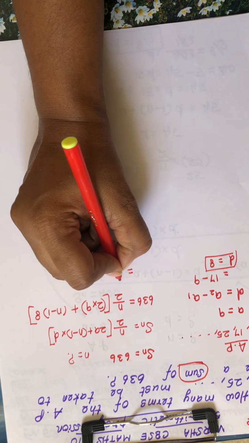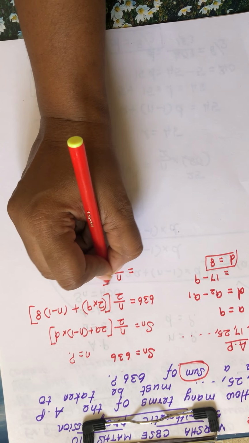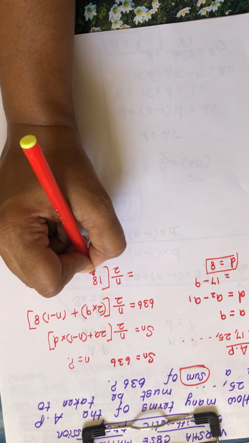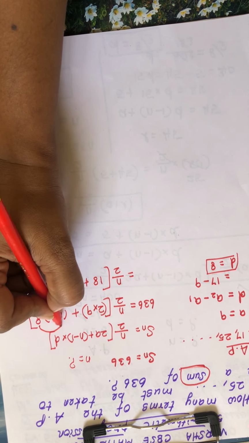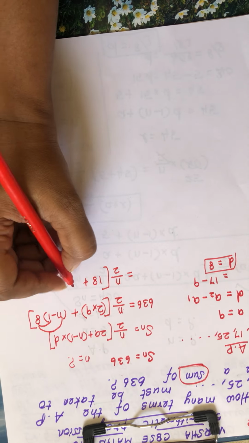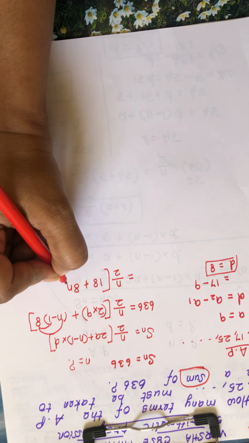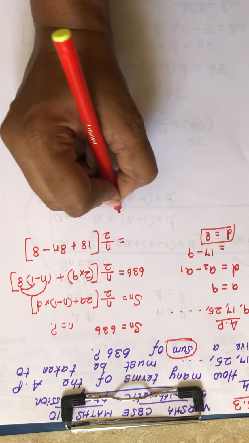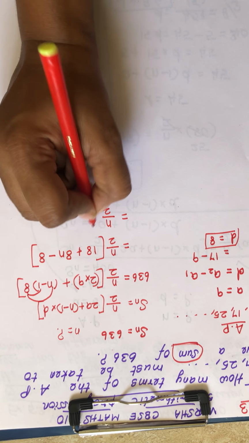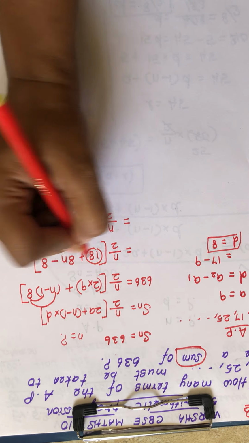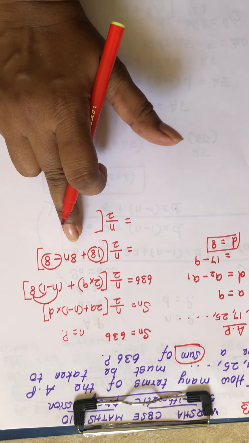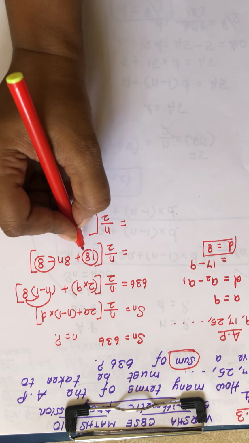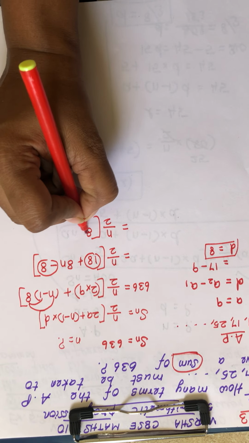Okay students, so this is n by 2. Multiplying, we get 18. Here 8 into n is 8n, and 8 into 1 is 8, that is minus. So this is n by 2 into 18 plus 8n minus 8. So you can subtract here, and you will get 10 plus 8n.